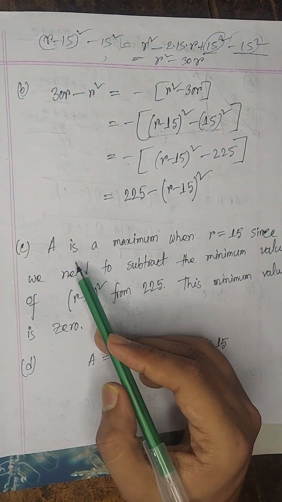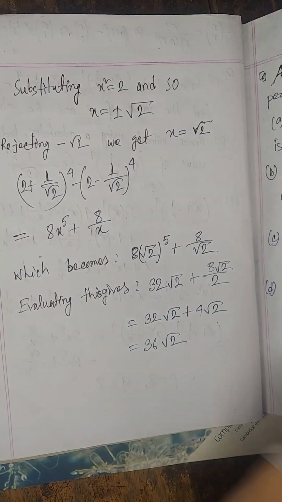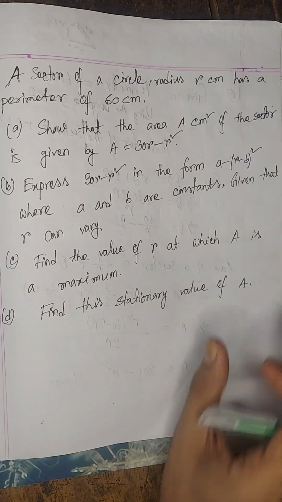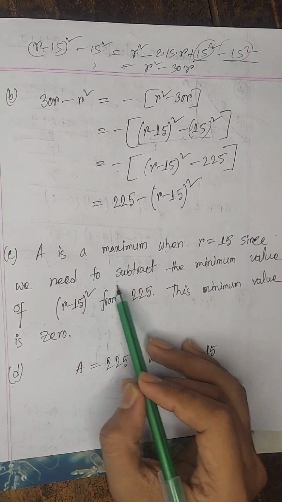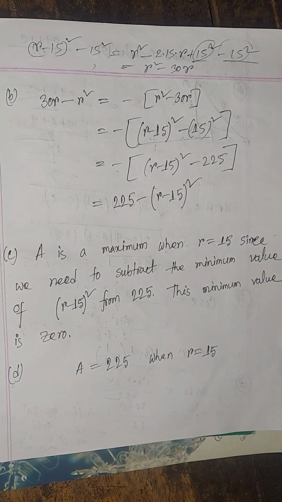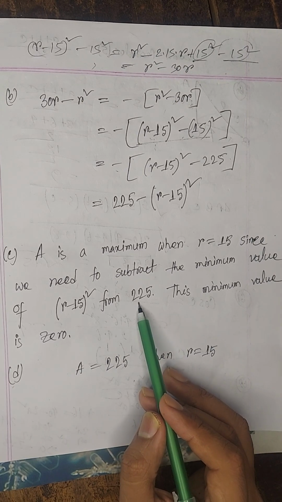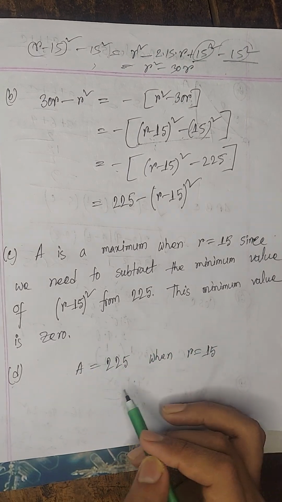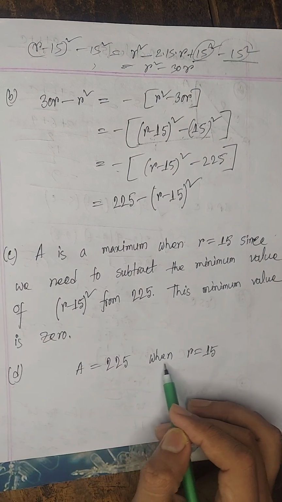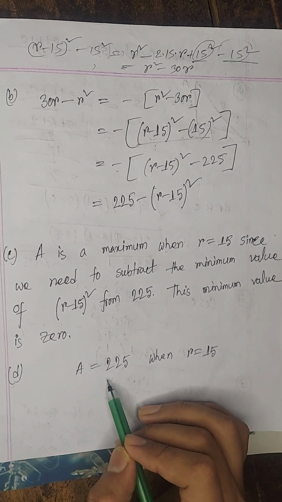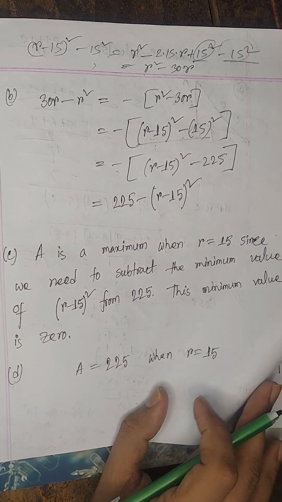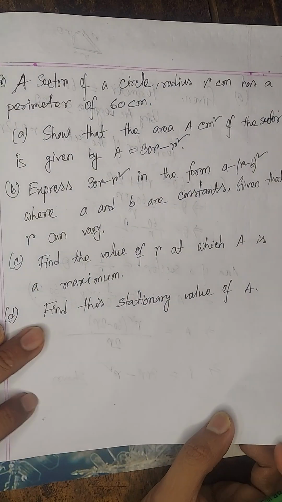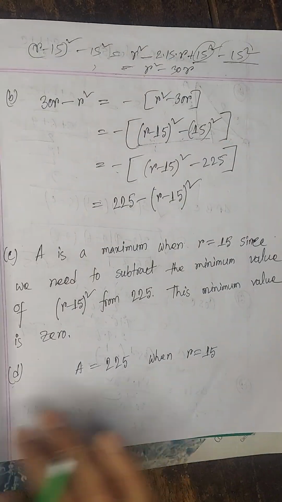Now part C. In part C, our question is to find the value of r at which A is maximum. A is maximum when r is equal to 15, since we need to subtract the (r minus 15) whole squared from 225, and its minimum value is 0. So when A is 225, we get r equal to 15. For r equal to 15, A is 225. This is our part D: find the stationary value of A. So this is our stationary value.